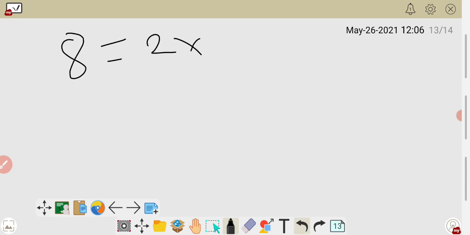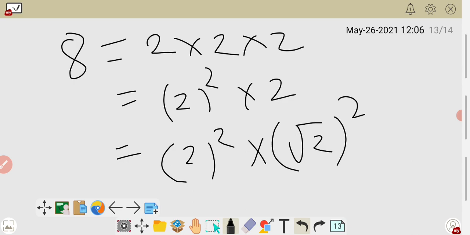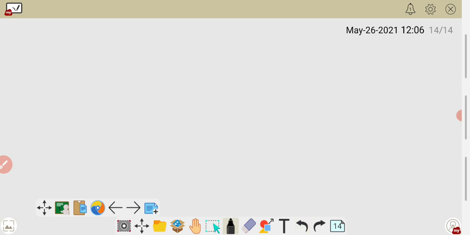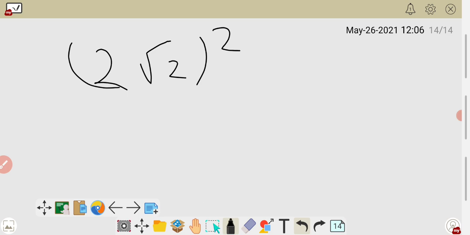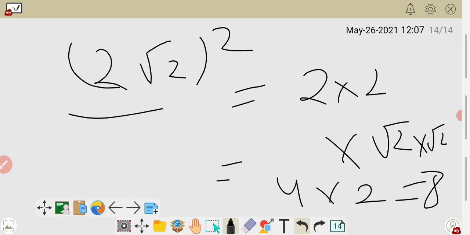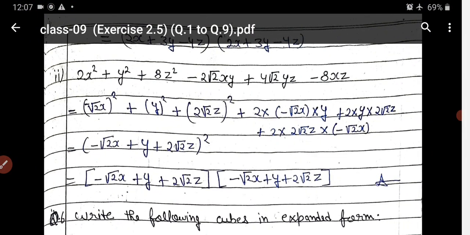Again, 2 into 2 into 2 becomes 2 square into 2, and this can be written as 2 square into under root 2 whole square. Written together, it is 2 under root 2 whole square. When you open 2 under root 2 whole square, you get 2 into 2 into under root 2 into under root 2. 2 2s are 4, under root 2 square is 2, so it becomes 8. So we can write 8 as 2 under root 2 whole square, and 2 as under root 2 whole square.